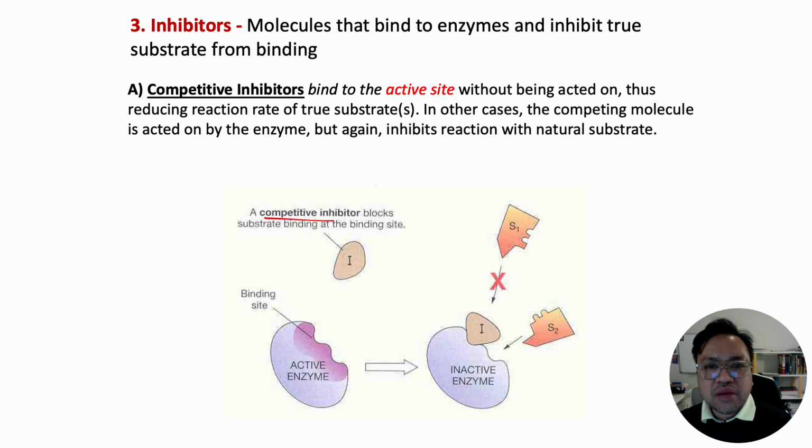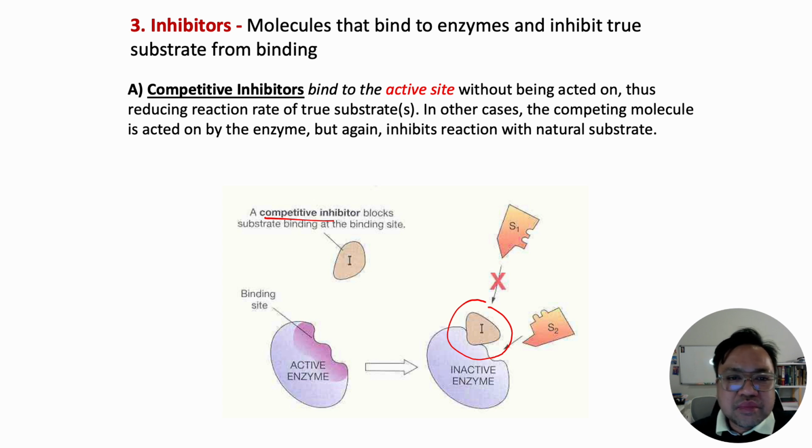First, competitive inhibitors specifically bind to the enzyme's active site, the same location where the substrate normally binds. By occupying this site, they block the natural substrate from attaching, slowing down or stopping the enzyme-catalyzed reaction.